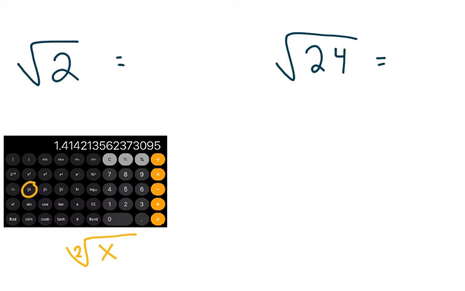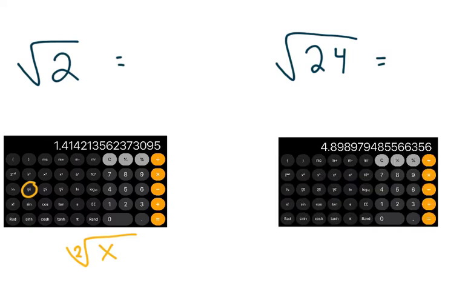If I type in my calculator, what's the square root of 24? It should be close to 5, right? It is close to 5. It's 4.898979485556. There's no pattern, there's no repeating, and it never ends.